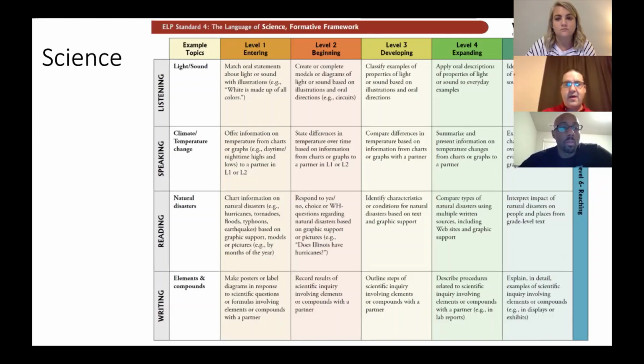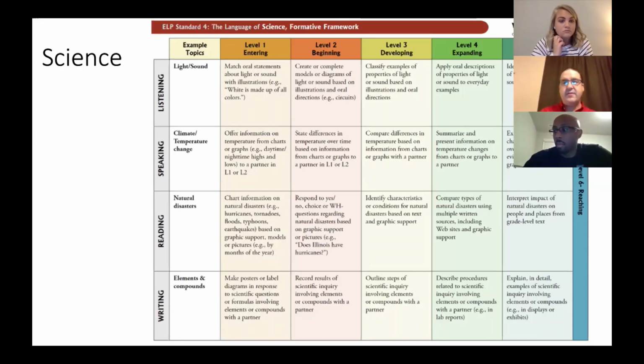And I mean, even looking at something like natural disasters, that's something you can just turn on the news and get an understanding of that. So science kind of lends itself to actually being a little kind of ELL friendly with a lot of the visuals that you can see.